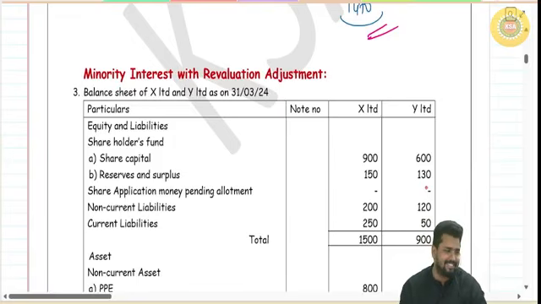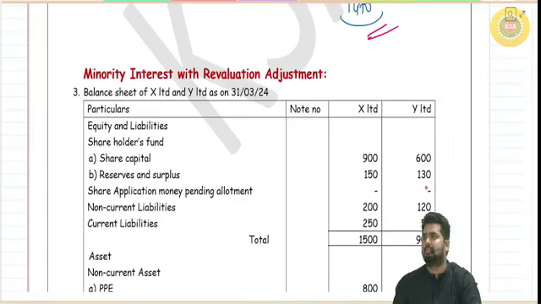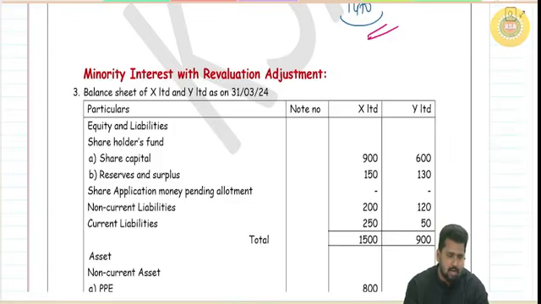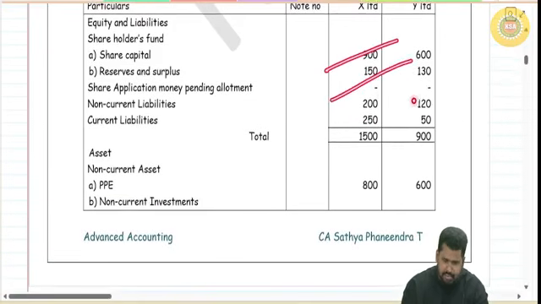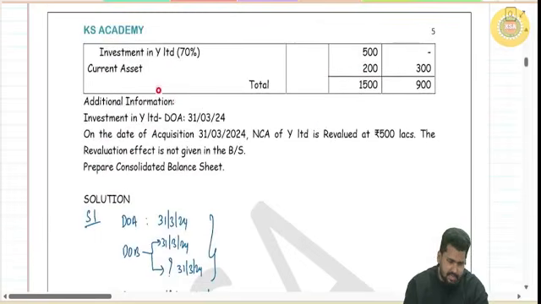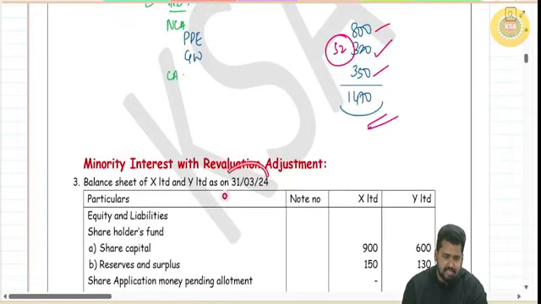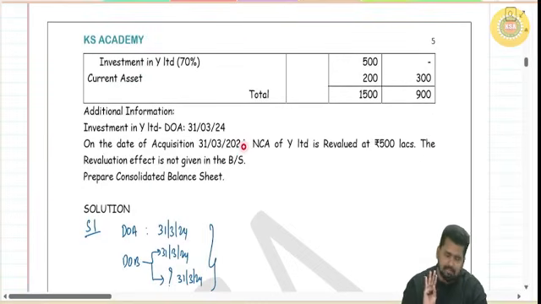Okay, now let us go to the third question. The third question is also very easy. Revaluation impact. Slowly I will start the adjustments. Look at the third question. Same set of data, only the values are a little different. Investment in Y Limited, date of acquisition 31st March, balance sheet date also 31st March. Same date, sir.